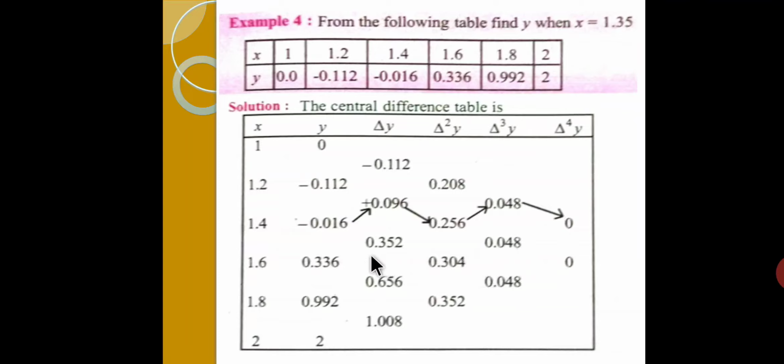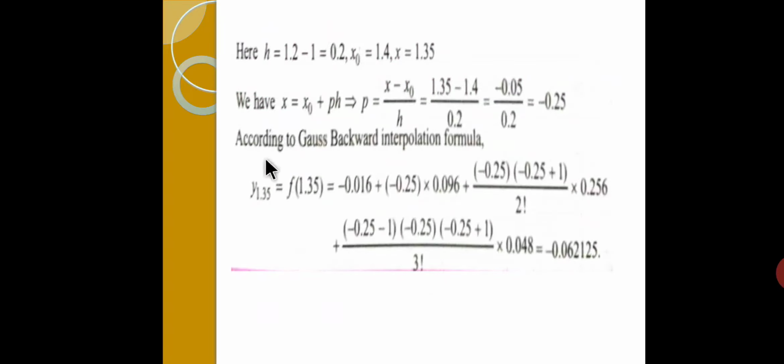Okay. From the table we write the values. The interval difference is 0.2, the initial value is 1.4, and our required value is 1.35. So from these values we get the p value as minus 0.25. According to the Gauss backward interpolation formula, we substitute. So what is the formula? Yp is equal to y naught plus p into delta y minus 1. So here delta y minus 1 value is 0.096, delta square y minus 1 value is 0.256, and delta cube y minus 2 value is 0.048.